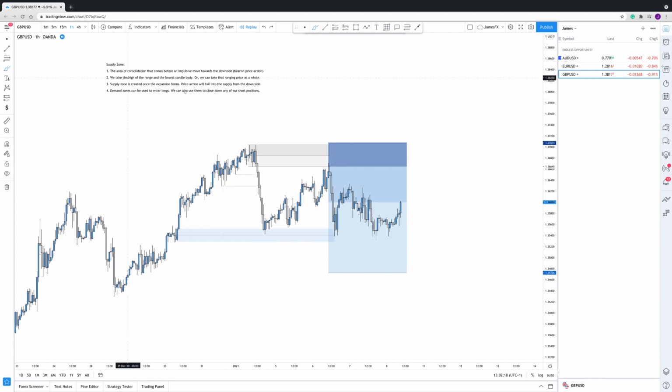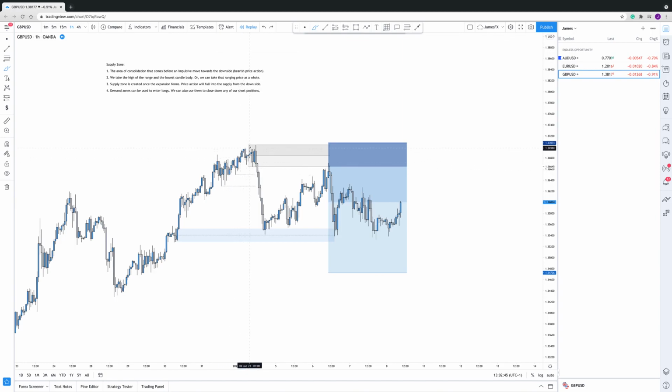So let's look at our rules. So number one, the area of consolidation that comes before an impulsive move towards the downside, which is bearish price action. So this is that bearish price action. Where's the range that comes before this? Well, this is here. So price made this higher high here, above this high. We then had a higher low.